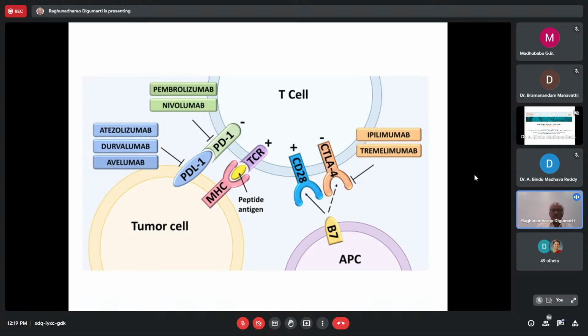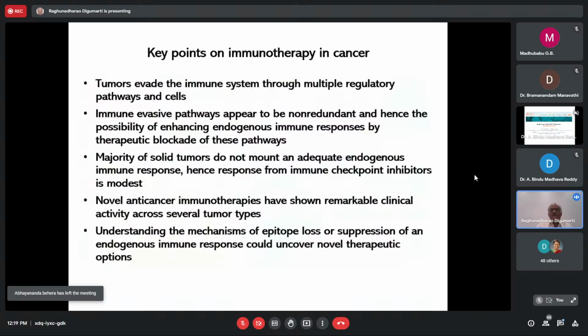So the ligand with the receptor blocking can now be overcome, and then the T cell will interact with the tumor cell and induce a natural killer cell activity. So far we have seen many different varieties of immunotherapy in cancer, but we need to know that there are multiple regulatory pathways for the tumor to evade the immune system, and these pathways appear to be non-redundant and hence you have a possibility of enhancing endogenous immune response by therapeutic blockade of these pathways.